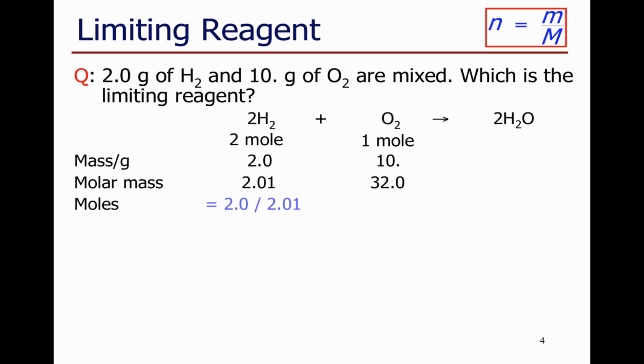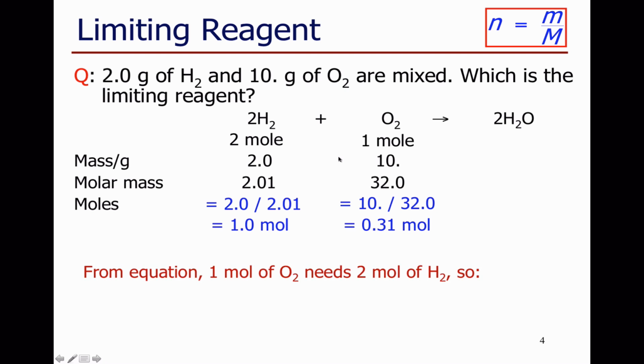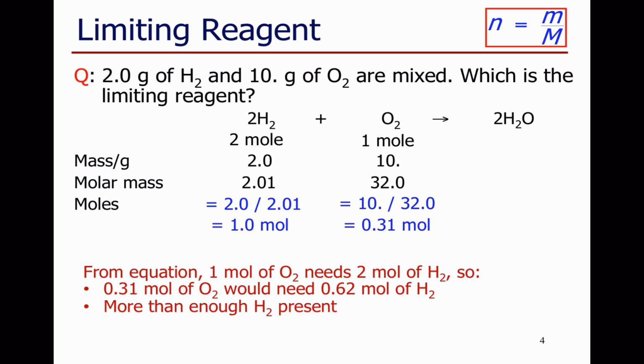Work out the number of moles using the equation at the top. The mass divided by the molar mass. 2 divided by 2 is 1. 1 mole of hydrogen is present. And we've got 10 grams of oxygen. 10 divided by 32, we've got 0.31 moles of oxygen. Now from the chemical equation, 1 mole of oxygen needs 2 moles of hydrogen. So 0.31 moles of oxygen would need 0.62 moles of hydrogen. We've got enough hydrogen. There's more than enough hydrogen present.